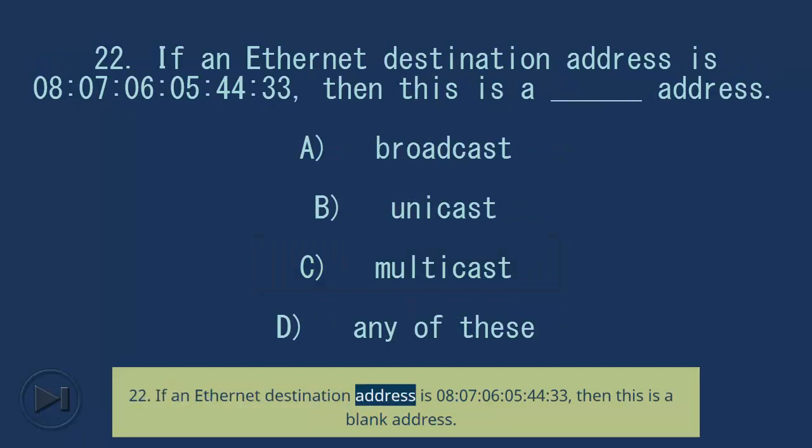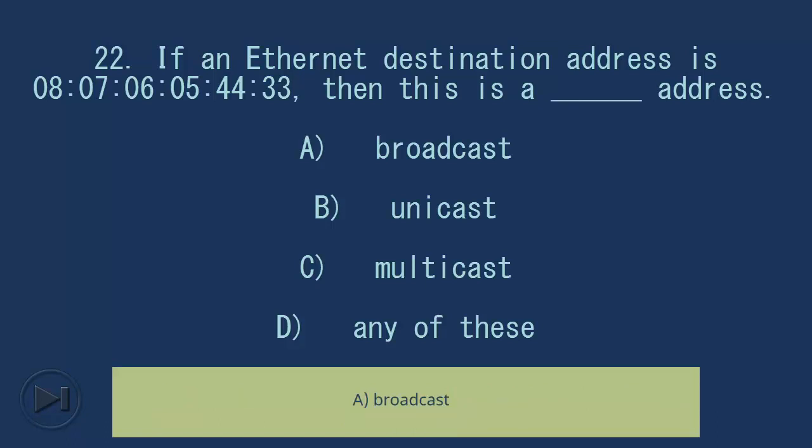22. If an Ethernet destination address is 08:07:06:05:44:33, then this is a blank address. A. Broadcast. B. Unicast. C. Multicast. D. Any of these. Answer, B. Unicast.